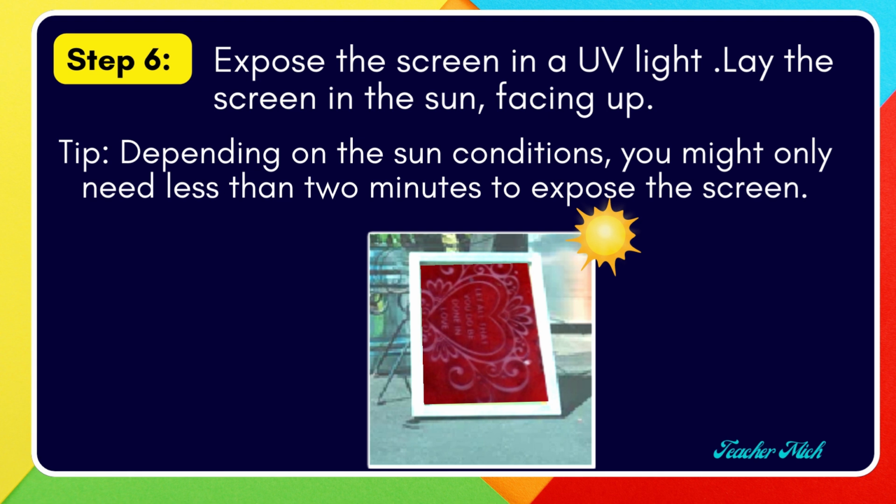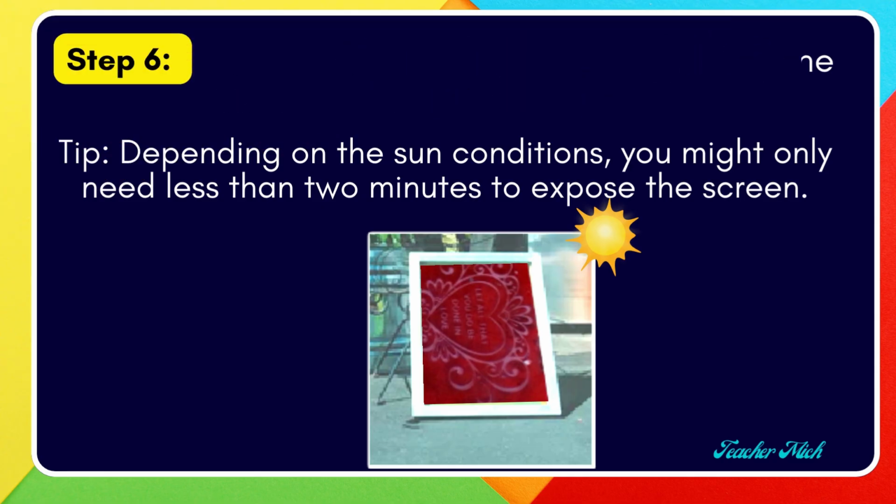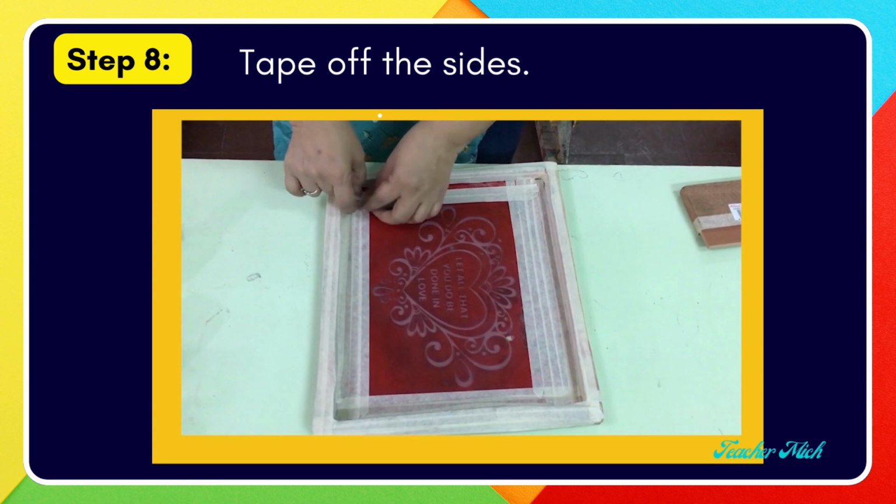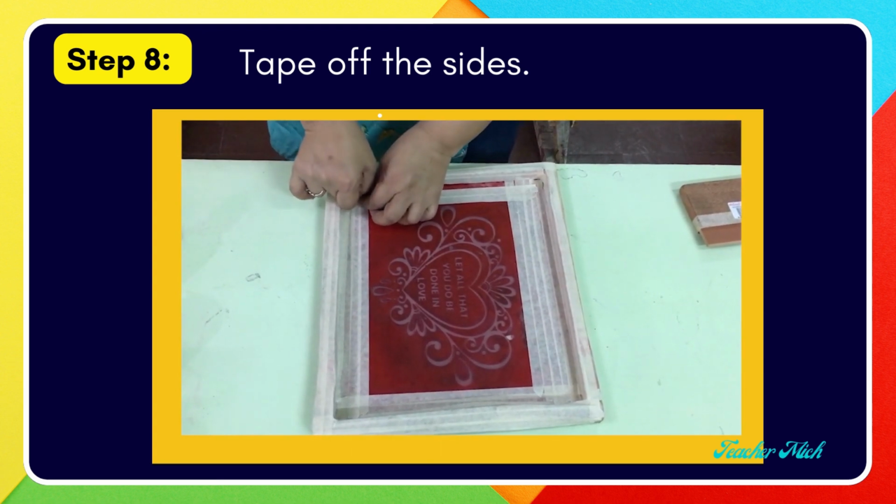Step 6. Expose the screen in a UV light. Make sure that you choose a sunny day to expose your screens. For step number 7, wash out the unhardened emulsion carefully and leave it to dry. For step 8, tape off the sides.